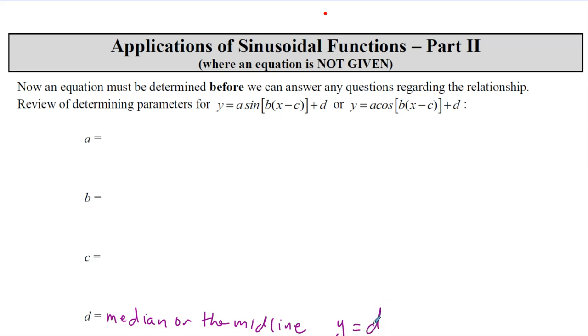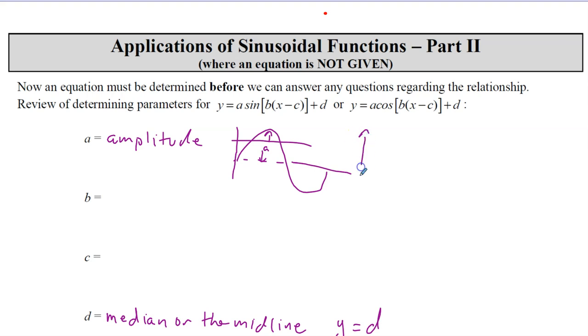And the equation of the midline, just ignore the noise, you're going to hear it, is y is equal to d. A is the amplitude. A is for amplitude. The amplitude is half the difference from the maximum to the minimum. So let's say we had a midline here. And this is the value of A, which is also half the distance from max to min, right? So you could say that A is equal to max minus min divided by 2. And D is equal to max plus min over 2.